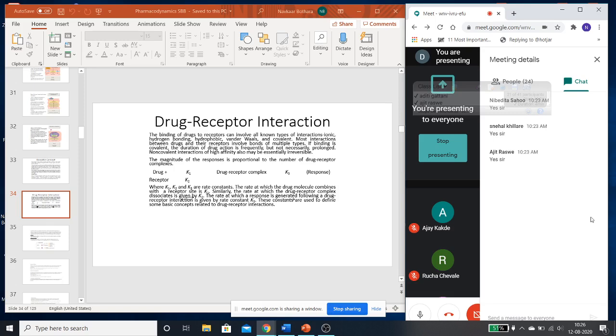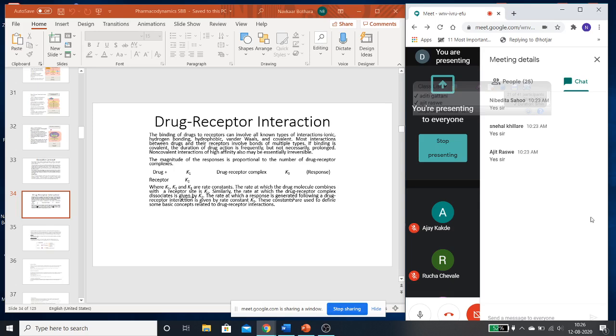The more receptors are occupied by the drug, the more drug receptor complex there will be. If there is more drug receptor complex, it is proportional to the response. If there is more drug receptor complex, there will be more response. So this is very simple that way.